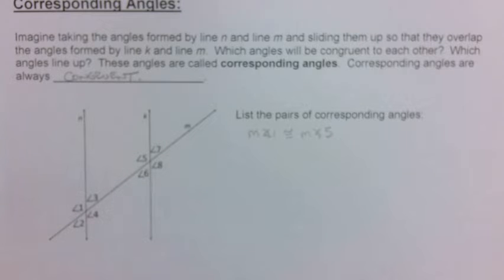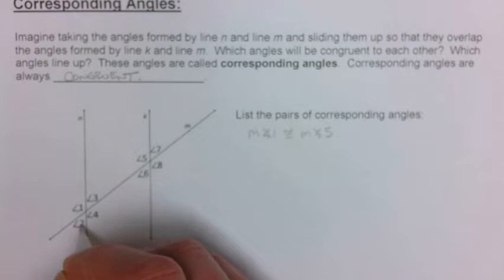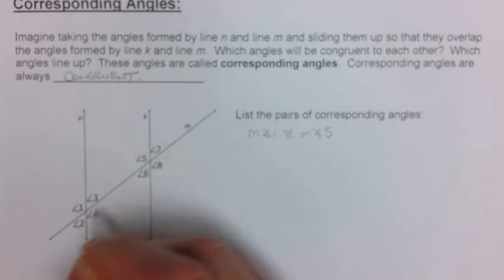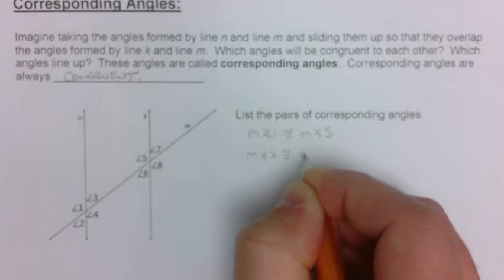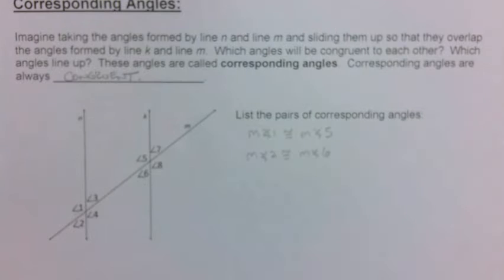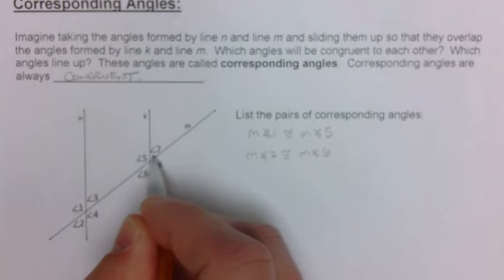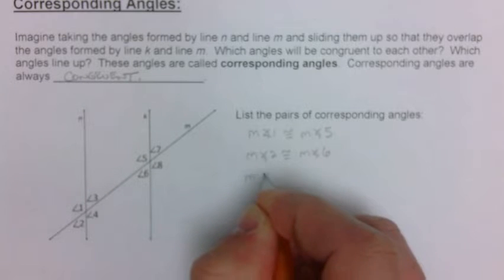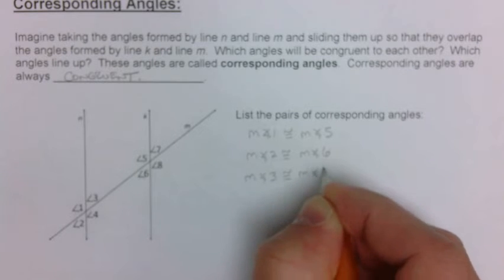Another set of angles that are corresponding to each other are angle 2 and angle 6. If I slide angle 2 up onto line K right here, that's going to land on top of angle 6. They're in the same position. They have the same measurement. The measure of angle 2 is congruent to the measure of angle 6. Also, if I take angle 3 and slide it up here, angle 3 is going to land on top of angle 7. They're in the same position, just on different parallel lines. They are corresponding and congruent then. The measure of angle 3 is congruent to the measure of angle 7.